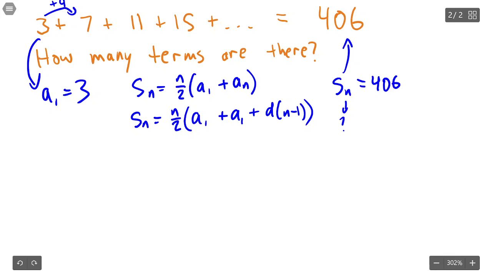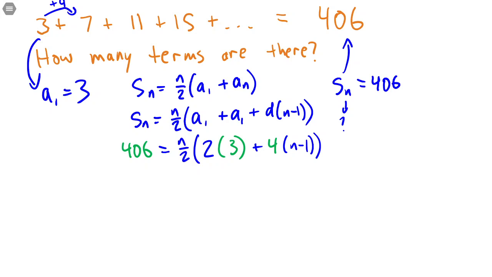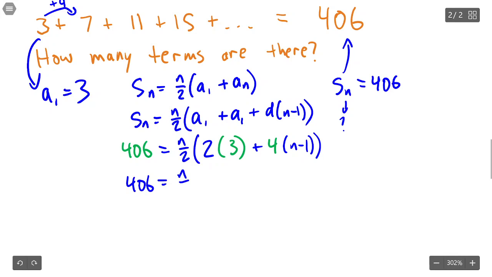So our sum is 406, and we've got n we don't know. We're going to have two A1s, and the A1s are each 3, plus our difference is 4, and we have n minus 1 of those differences. So let's distribute what we can, simplify what we can. So 2 times 3 is 6. The 4 goes across, we're going to have 4n, and then negative 4. Now these two, the negative 4 and the positive 6, leaves us with a positive 2 behind.